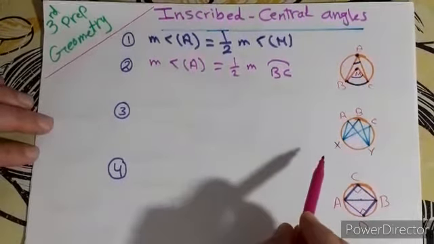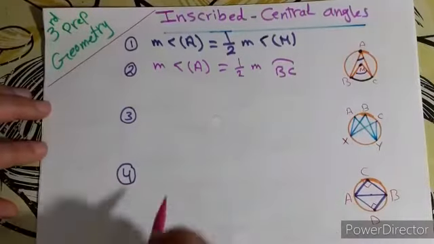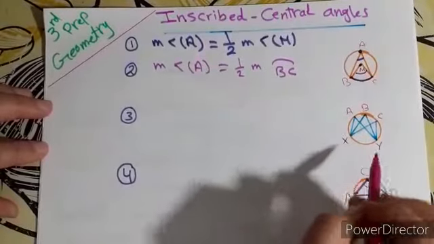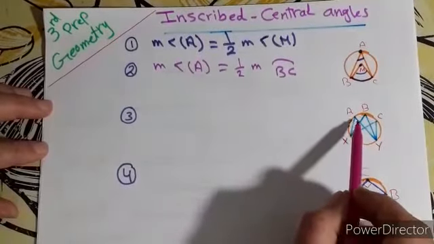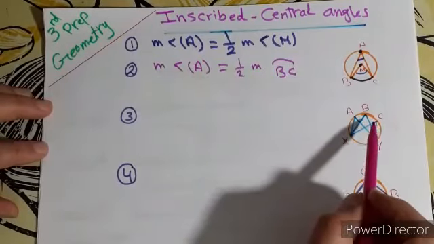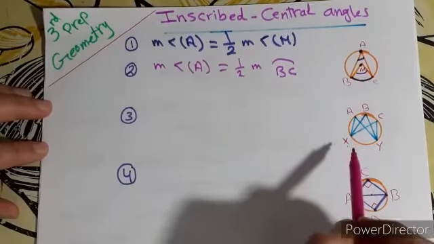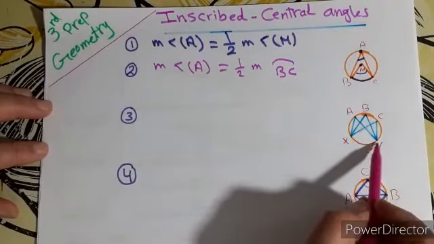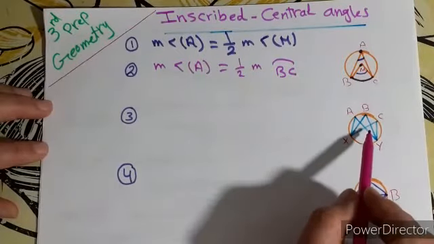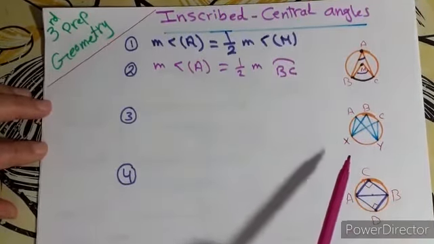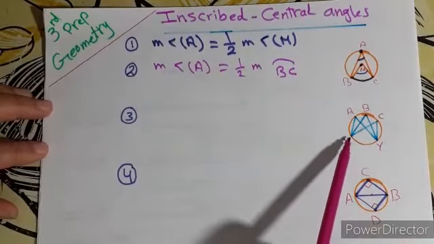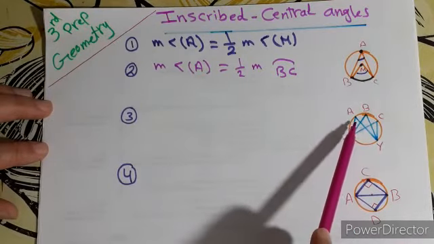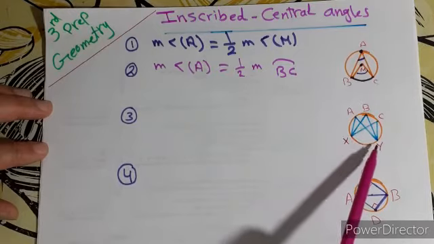Let's go to the next theorem. The next theorem says that if we have two inscribed angles, three or more, subtended by the same arc XY. In this figure, we have three inscribed angles, XAY, XBY, and XCY. They are subtended to the same arc XY.